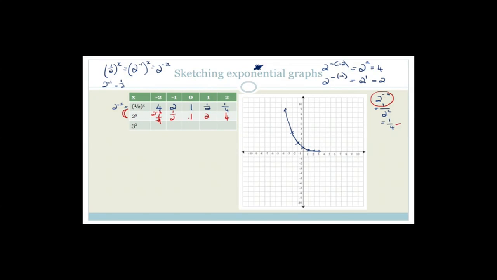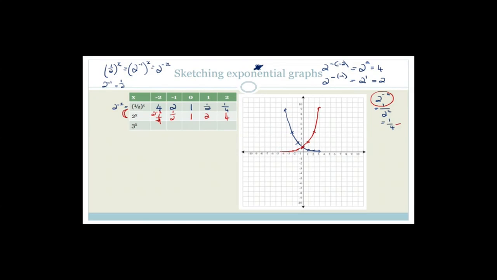Watch, I'll show you. This here, when x is minus 2, y is a quarter. When x is minus 1, y is a half. When x is naught, y is 1. When x is 1, y is 2. And when x is 2, y is 4. Look at that, they're mirror images across the y-axis, okay?